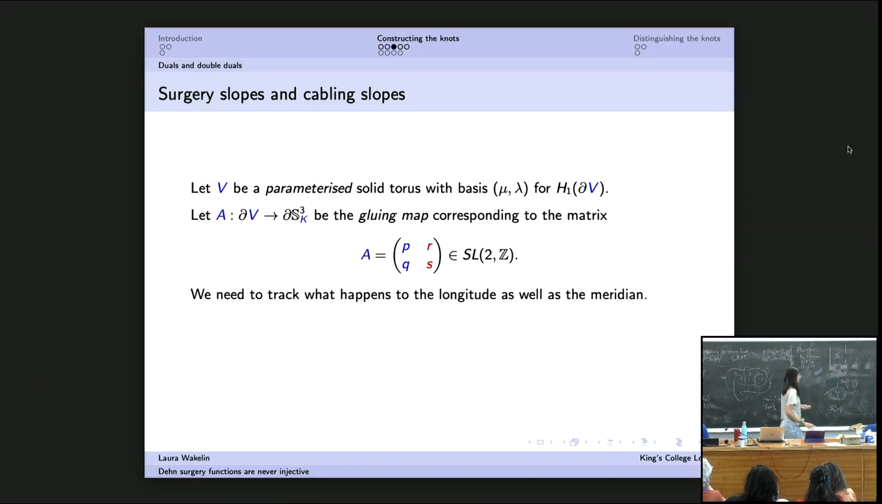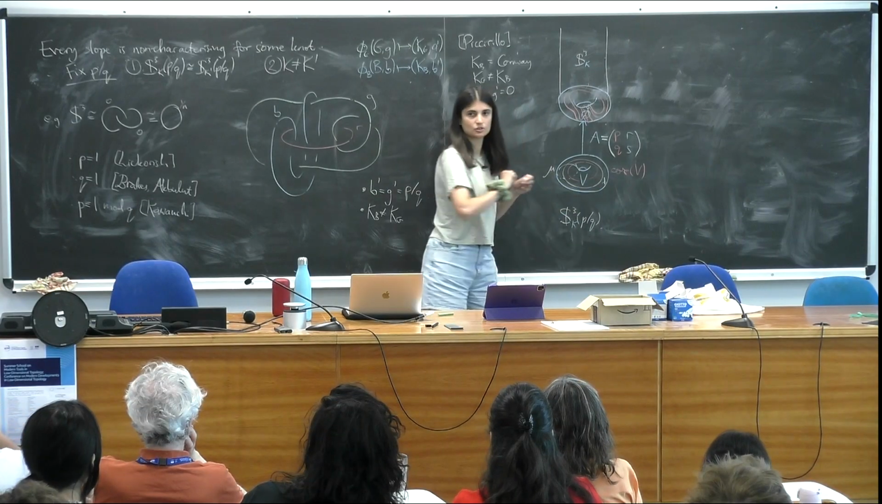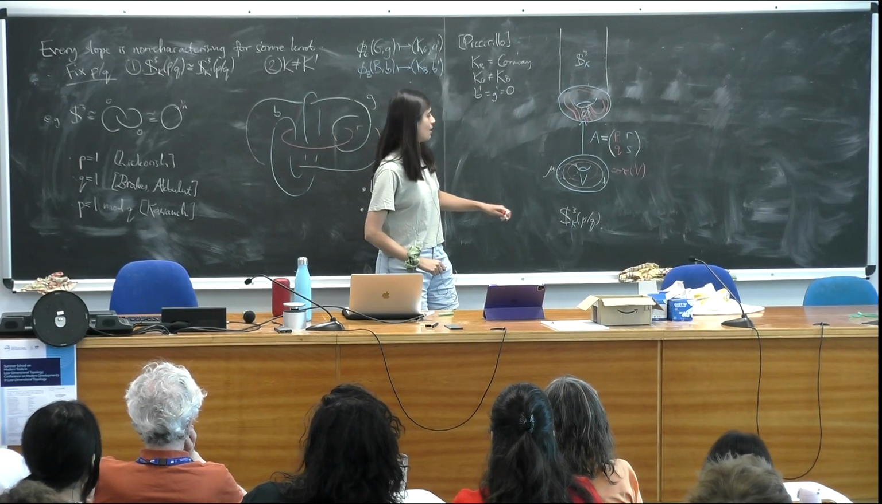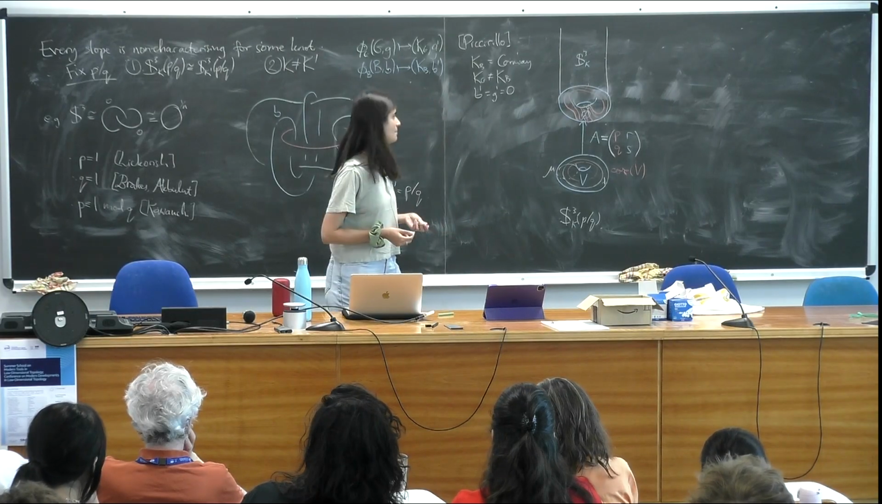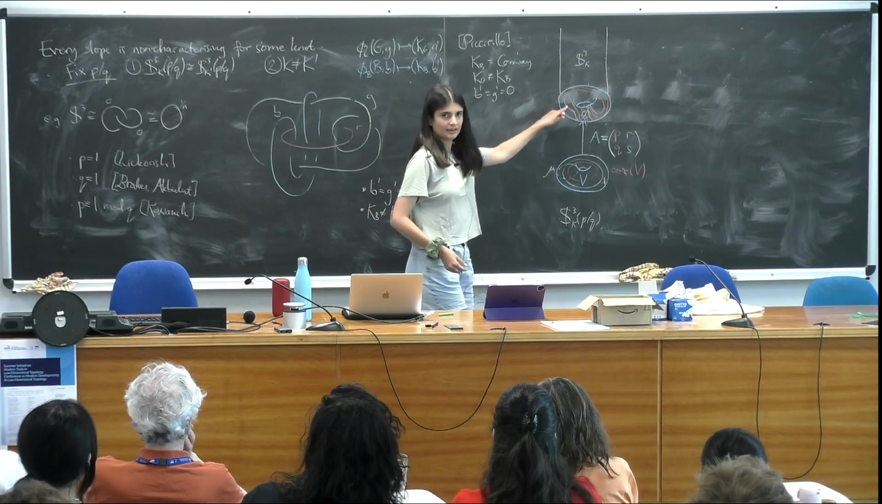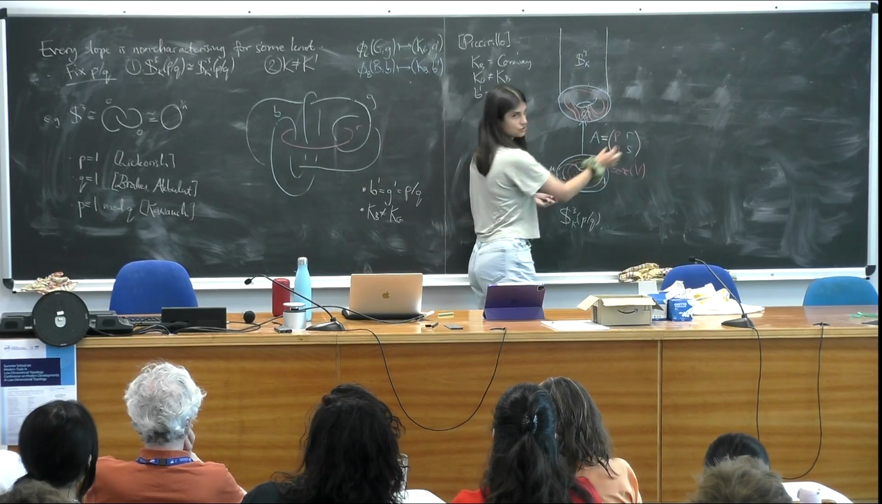And it's going to be important for us to actually track what happens to the longitude. So even though you don't need that information when you normally do Dehn surgery, it's going to be useful for us. And the reason is that this core curve sitting in the solid torus is actually isotopic to a longitude. So when we push it outside of the solid torus and it becomes some cable, we actually know what the cabling parameters are of this cable, because it's going to come from where the longitude goes.